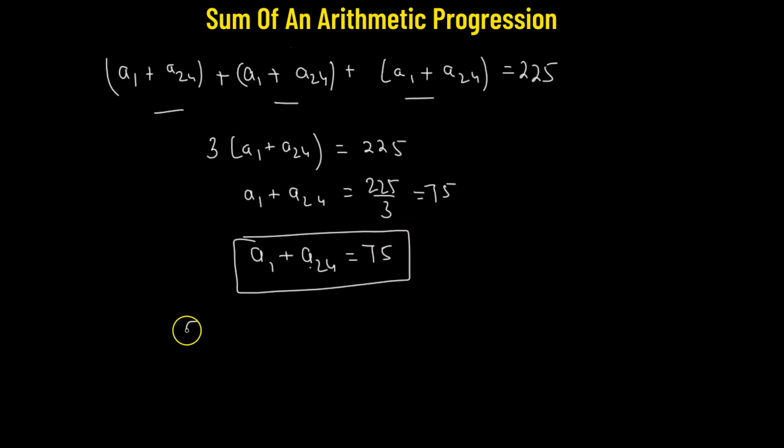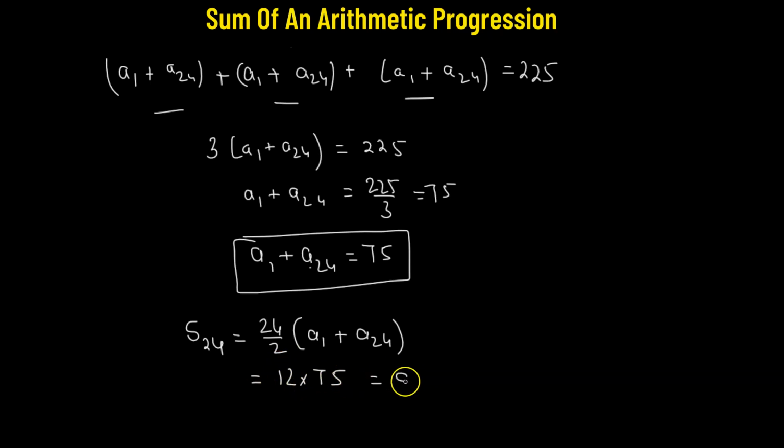Our question was to obtain the sum of the first 24 terms. So this is simply 24 divided by 2 multiplied by the first term plus the last term, which is A24. Since we have already obtained the value of A1 plus A24, which is 75, we get 12 multiplied by 75, and this value is equal to 900. So that means the sum of the first 24 terms is equal to 900.